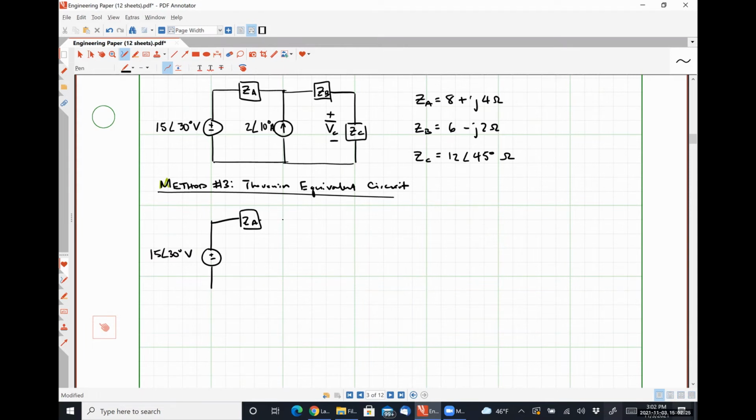ZA. Two angle 10 degrees amps, ZB. Open circuit terminal here. My open circuit terminal here. And this is my phasor Thevenin voltage. How can we find this? Well, yeah, but how?